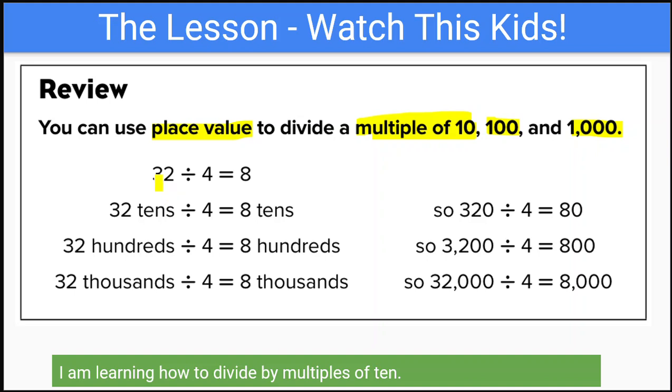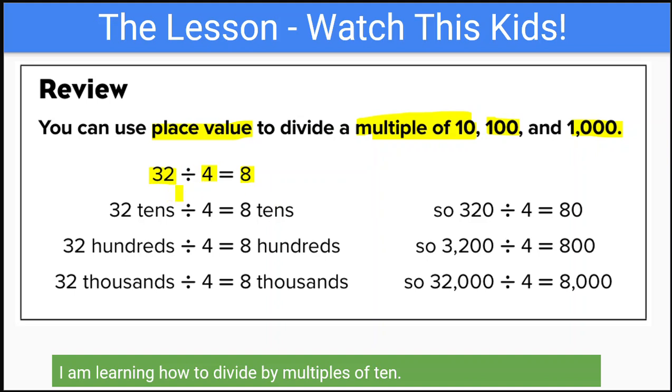Now we can start off right here with the basic math fact. You know that 4 times 8 is 32, right? 4 times 8 is 32. Now the opposite or the inverse of multiplication is division. So if 4 times 8 is 32, then we know that 32 divided up into 4 groups will give you 8 in each group. So 32 divided by 4 equals 8.